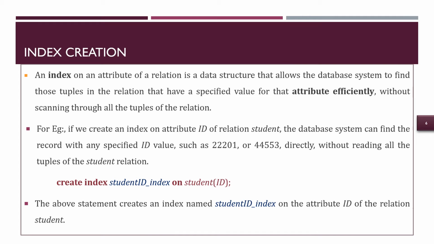We can create an index using the create index command. The syntax is create index, index name, on table name, followed by the attribute name. For example, create index student_ID_index on student(ID). The table name here is student, and the attribute name is ID. So this statement creates an index named student_ID_index on the attribute ID of the relation student.